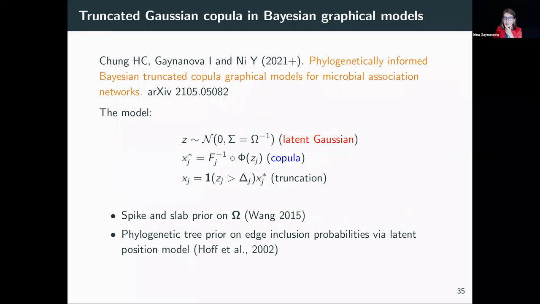Our work that used this Bayesian approach has just appeared on arXiv. We use it in the context of graphical model estimation for microbial association networks. Specifically, we use our truncated latent Gaussian copula model as described. We put the spike-and-slab prior on the precision matrix at the latent Gaussian level. And then additionally, we incorporate the phylogenetic tree information on the edge inclusion probabilities. Essentially, all of this extra stuff comes at the precision matrix level modeling. Once you have that precision matrix modeling, the truncated latent copula sampling can be done the way I described on the previous slide. What's the advantage of this approach?